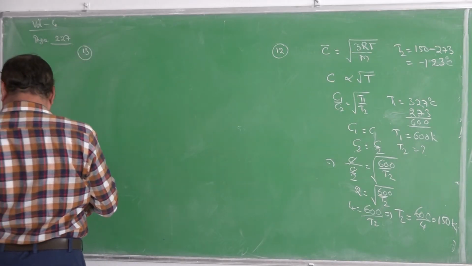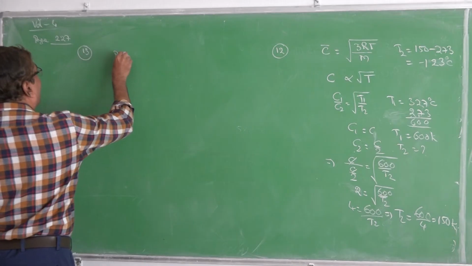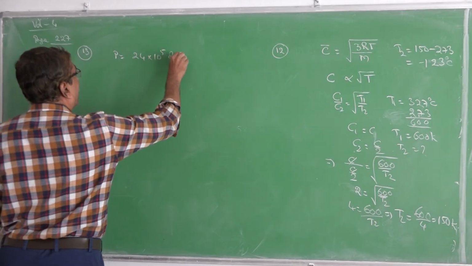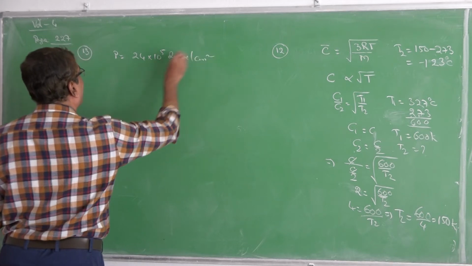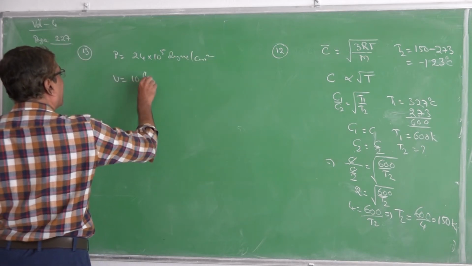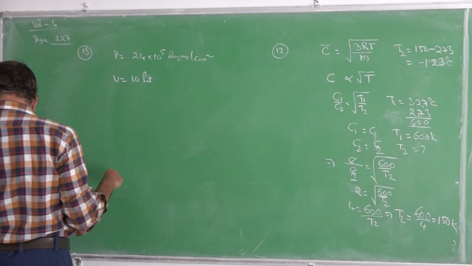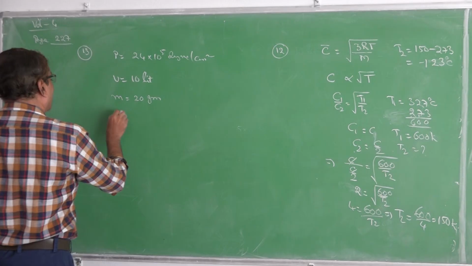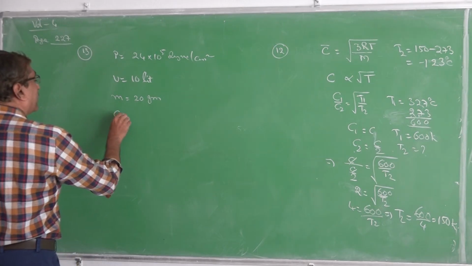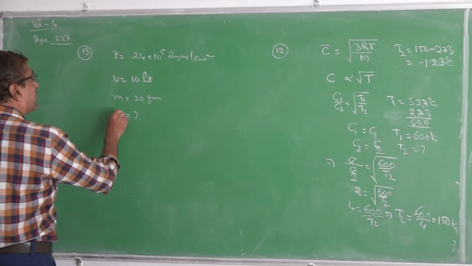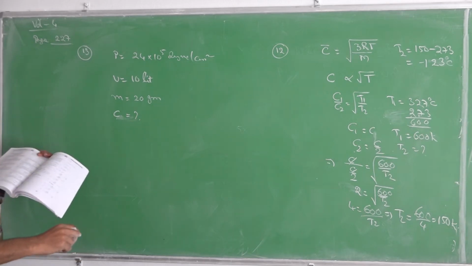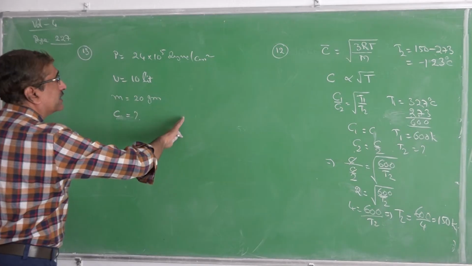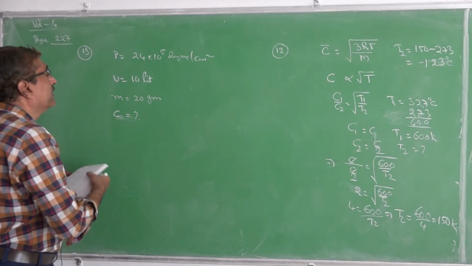Given the pressure is 24 into 10 to the power 5 dyne per centimeter square, volume is 10 liter and mass is 20 gram. Calculate its RMS velocity in meter per second. But here it is given in CGS units. So, first we will calculate in CGS units, then we will convert finally to meter per second.